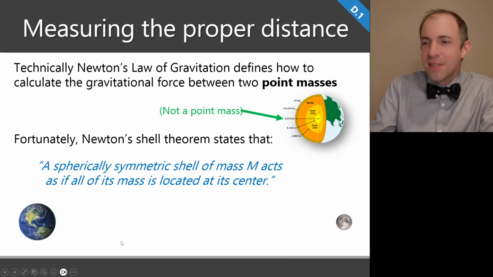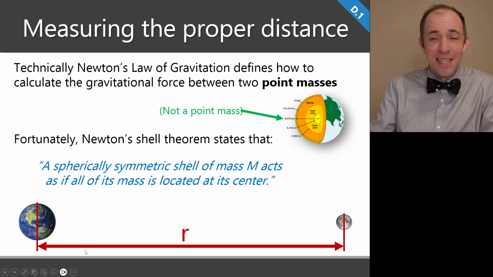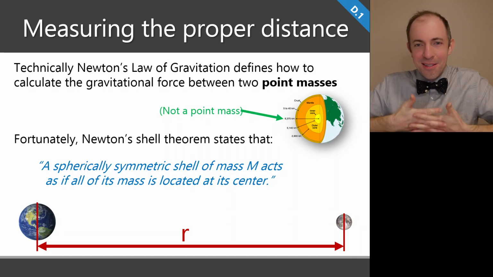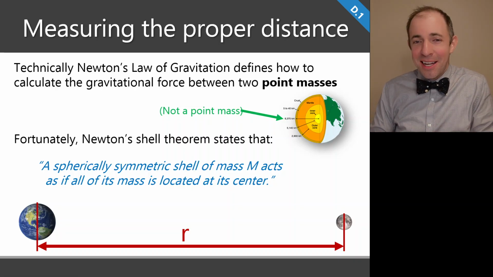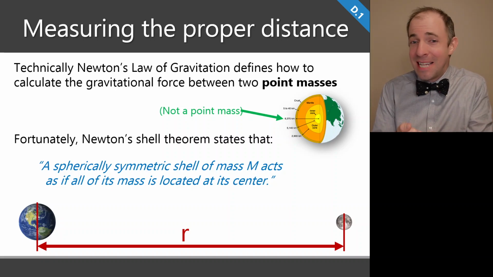Why that matters for us here is that we have to have a distance in this. The distance is basically center to center. So if you're talking about the Earth to the moon or the Earth to me, we are talking about the centers to each other. So if I'm touching the Earth, my distance is not zero.